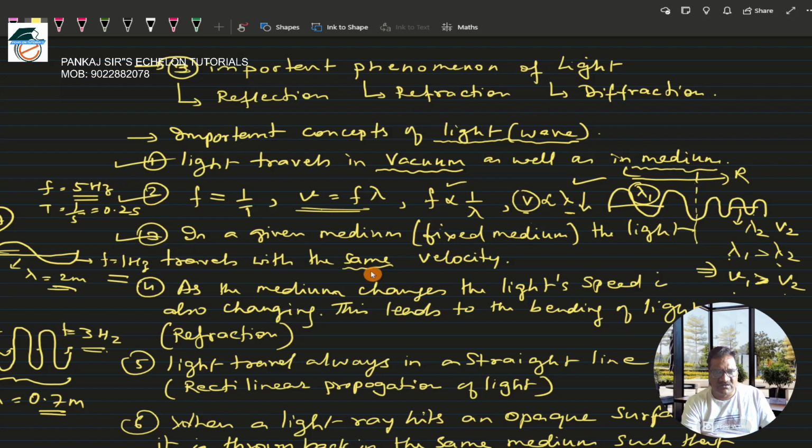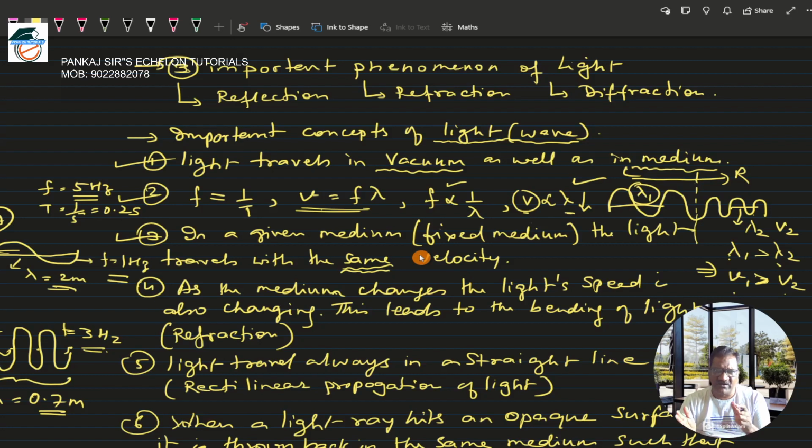Coming to the third concept, in a given medium. So suppose you have a fixed particular medium. Suppose you are in a glass medium, or you are in a water medium, or you are in an air medium. So we are sticking to one particular medium. So in a given fixed medium, the light always travels with the same velocity. Okay, so as far as the medium is not changing, the light will travel in that medium with a fixed velocity.